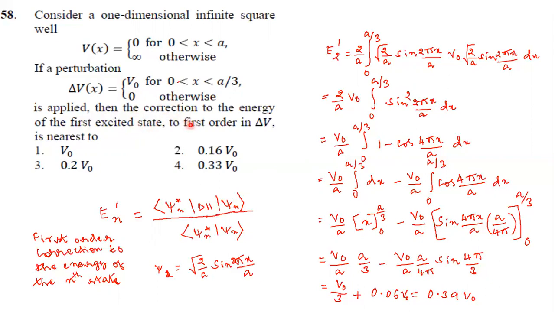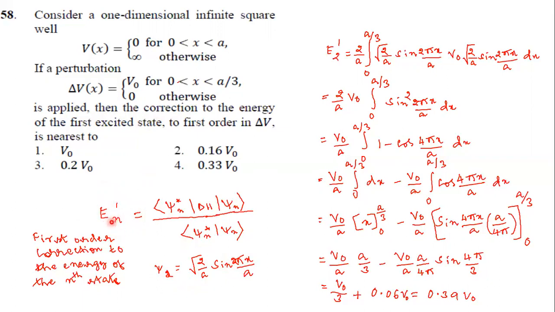Then find the correction to the energy of the first excited state, to the first order. Now we need to find the correction to the first excited state. For the first excited state, the n value is 2. So we need to take psi 2 here. Psi 2 is root 2 by a sine 2 pi x by a. So this is the first order correction on E2.